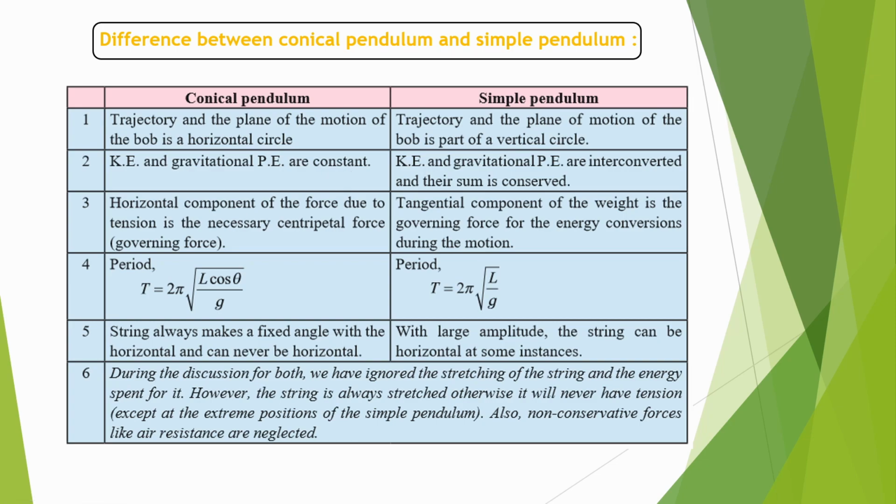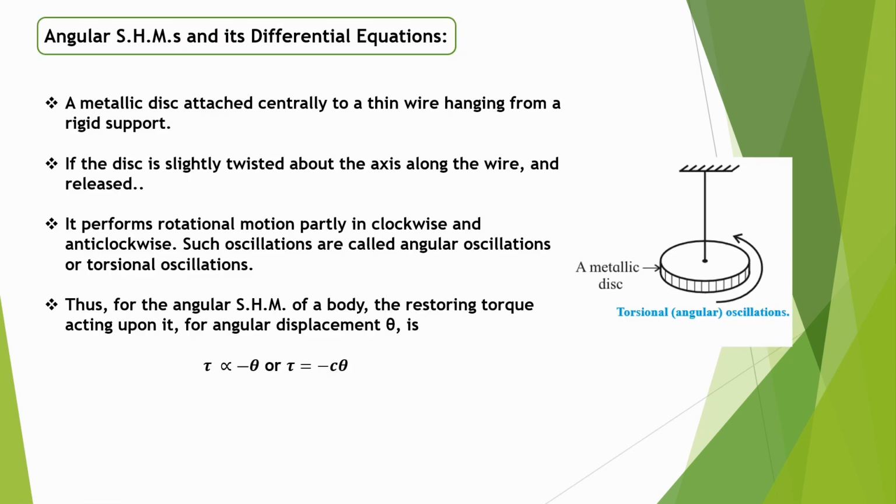Now see the next point: angular SHM and its differential equation. In the first part we will discuss linear SHM and its differential equation. Know that SHMs are of two types: the first is linear SHM, and the second is angular SHM. Linear SHM means during oscillation the path is a straight line. During oscillation, if the path is in the form of a curve, that is angular SHM.